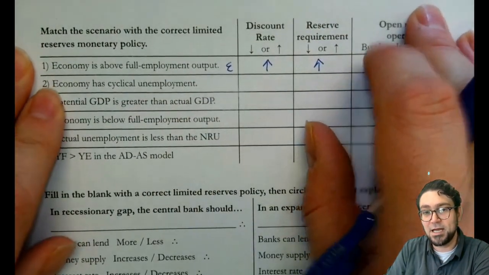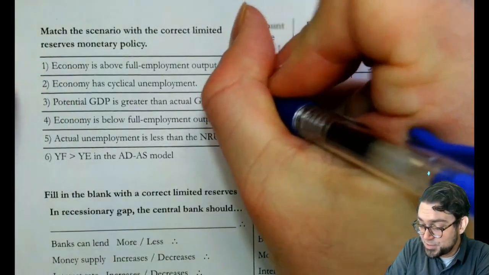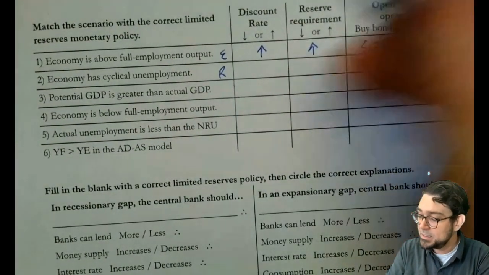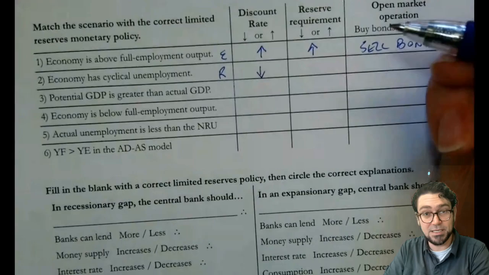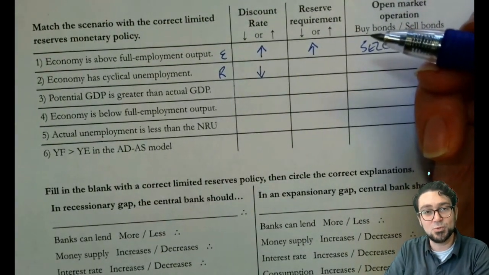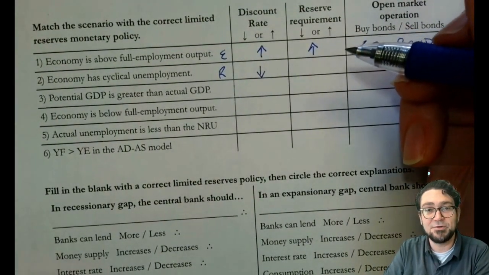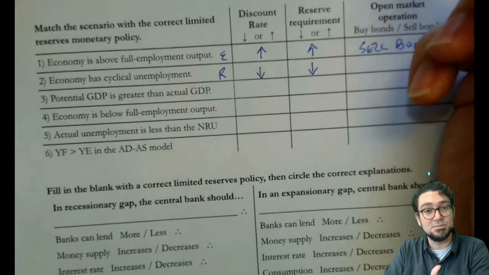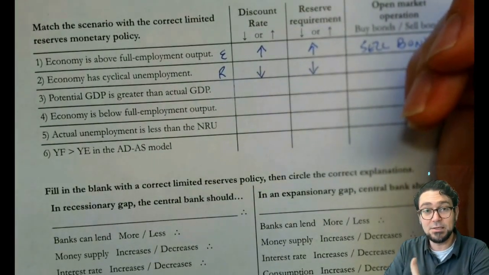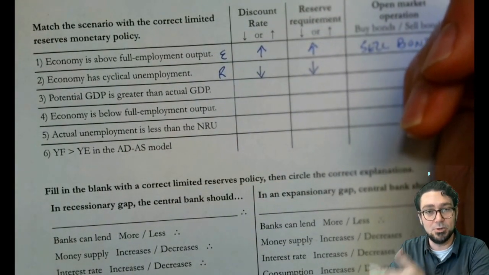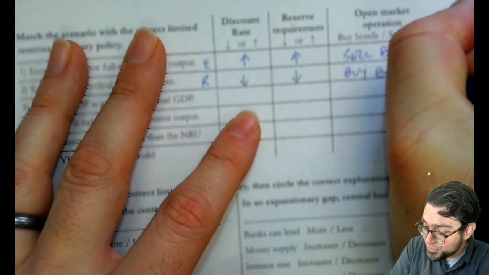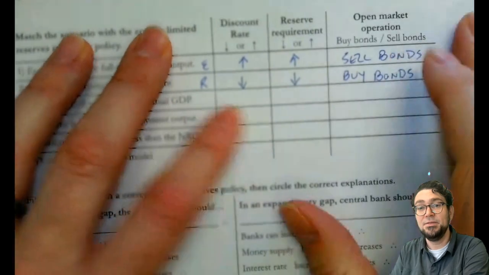For part two, the economy has cyclical unemployment. That tells me that we're in a recession. If we're in a recession, we want more aggregate demand, and so I would lower the discount rate to make it cheaper for banks to borrow from the central bank and ultimately increase the amount of money and lower interest rates. I could lower the reserve ratio, which allows banks to lend more, and it allows the money supply to increase, lowering interest rates. And I could buy bonds, and that would directly increase the money supply, thereby lowering the interest rate.